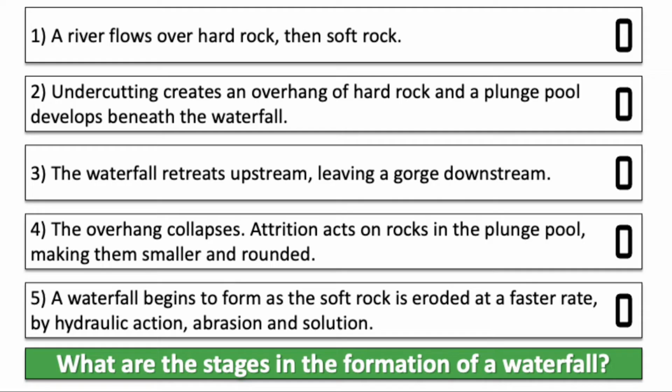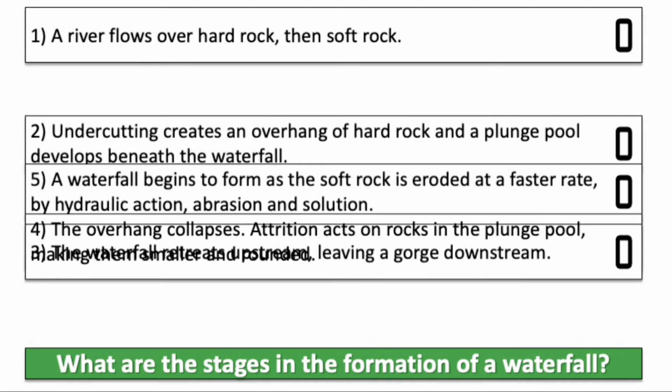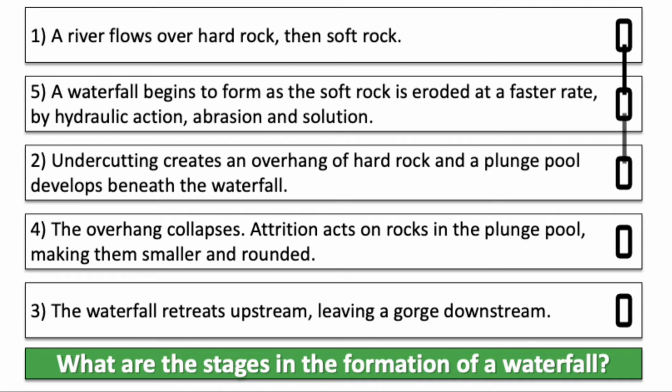So if you haven't paused the video already, please do, because we are about to reveal the correct order to you. Let's have a look. So the first one was already in the right place. A river flows over hard rock and soft rock.